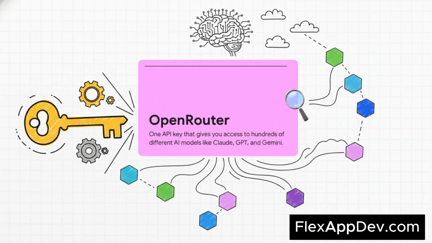Honestly, the best way to think about it is like a master key. Instead of juggling dozens of different services and API keys for each one, OpenRouter gives you one single key. And that one key unlocks access to literally hundreds of different AI models. I'm talking Claude, GPT, Gemini, and a whole bunch of others you've probably never even heard of.